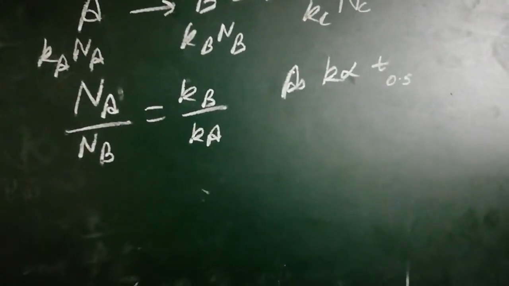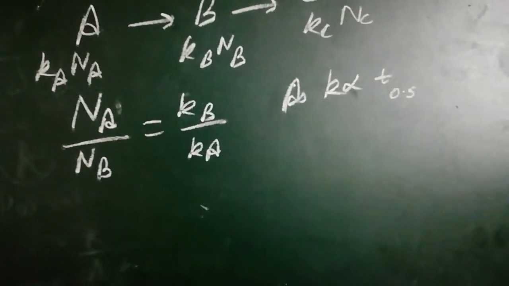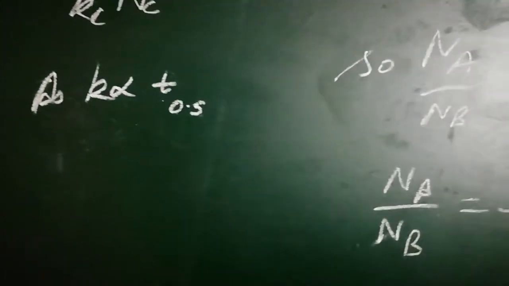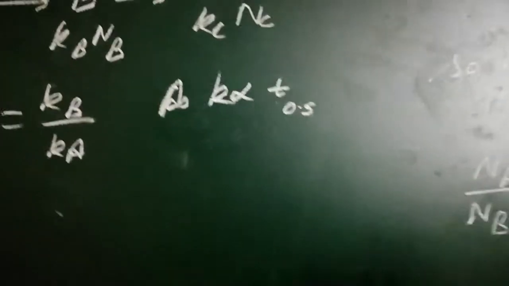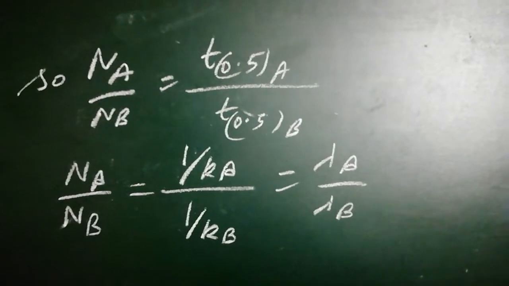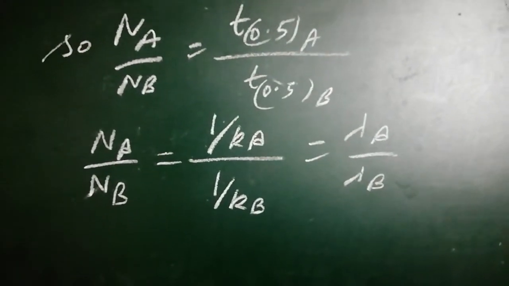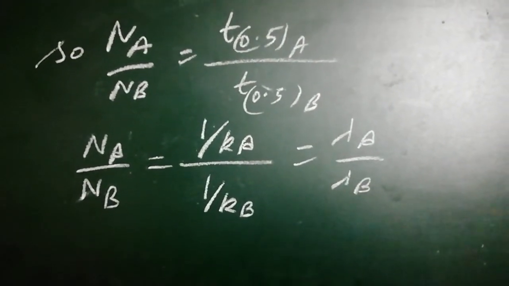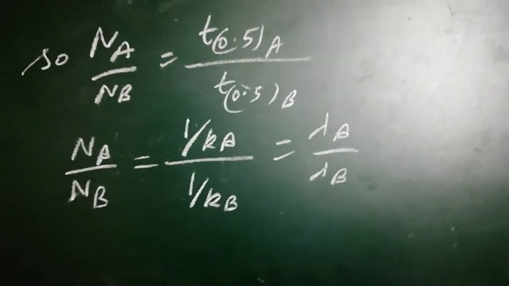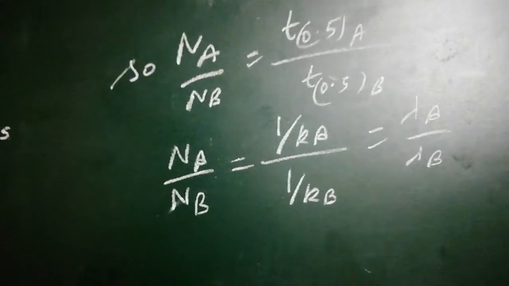So we can write Na upon Nb is equal to Kb upon Ka. And as we know that K is inversely proportional to the half-life period, putting this value of K in this equation, we get Na upon Nb is equal to T half of A divided by T half of B, and Na upon Nb is equal to 1 upon Ka divided by 1 upon Kb, which is further equal to lambda A divided by lambda B.